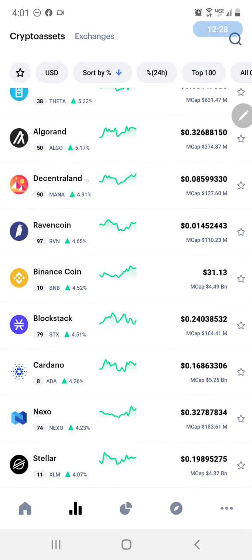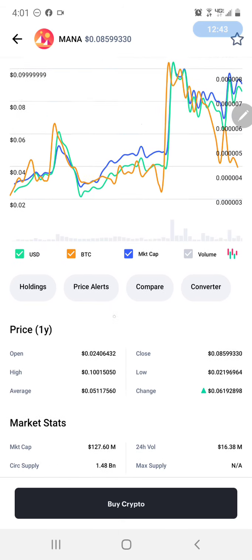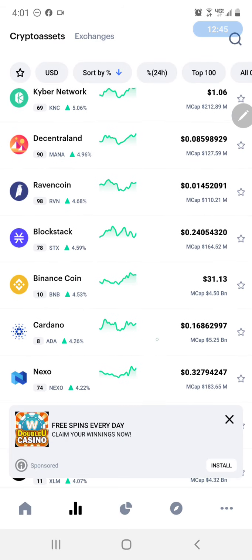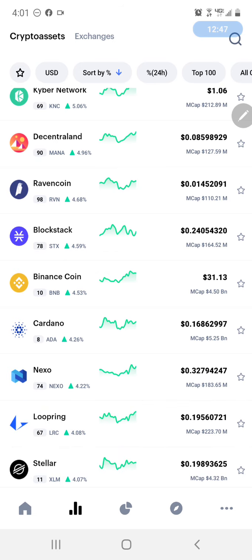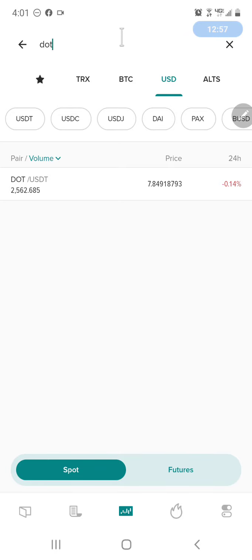Algorand, Decentraland. I actually should get some Decentraland. It's a whole crypto project, a virtual reality kind of scene where you can actually buy things and buy land inside of the game. I thought that was pretty cool, but that's that. Cardano, that's what I want. Let me go ahead and get some of that right now. So we got the Dot. Now let's get the ADA.